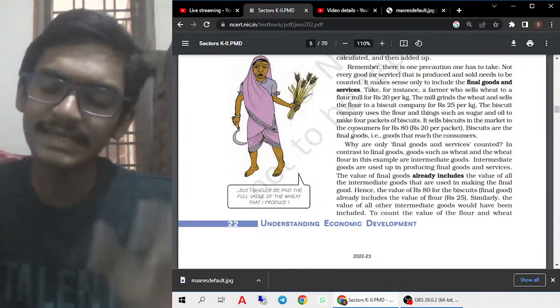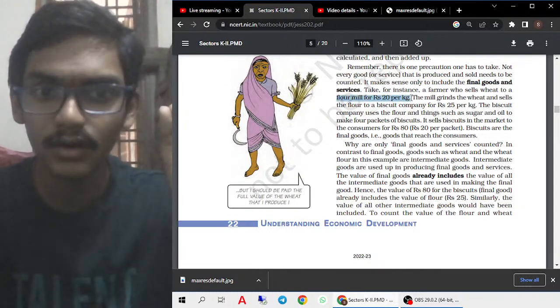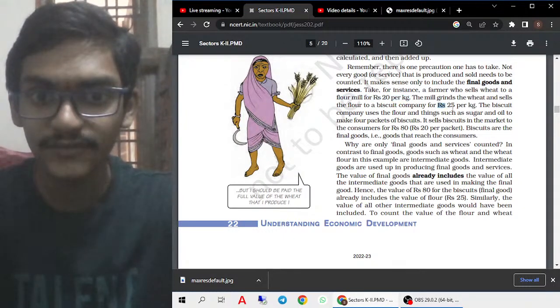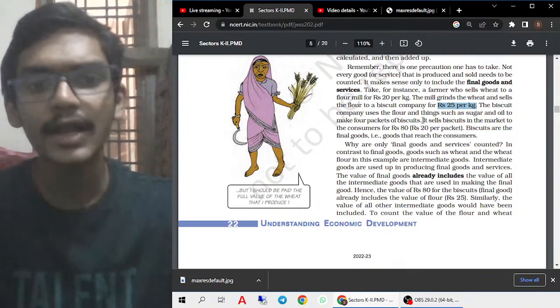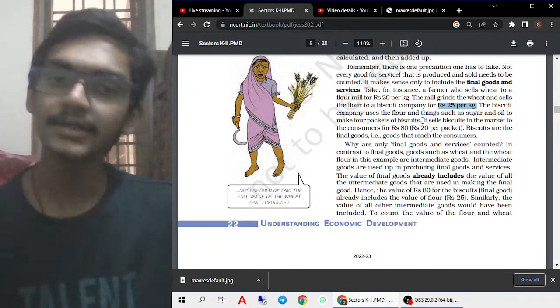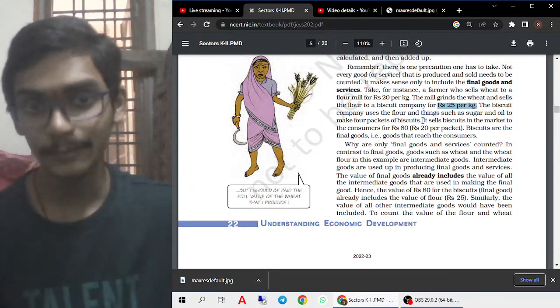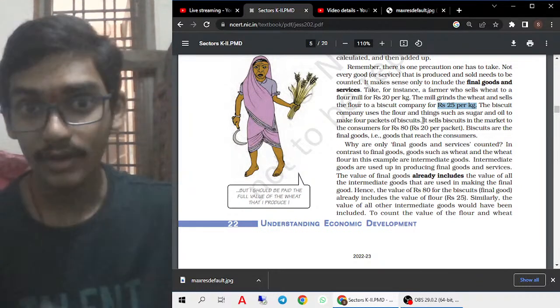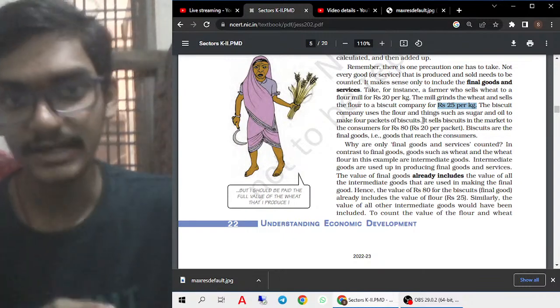Now let us try to understand what intermediate goods are. Intermediate goods are this 20 rupees per kg, this 25 per kg, and all the cost of sugar, all the cost of oil, all the cost of water, and everything. All those are considered to be intermediate goods. These goods are not included in finding the value of the product, but only the final goods are considered to find the cost of that respective product.